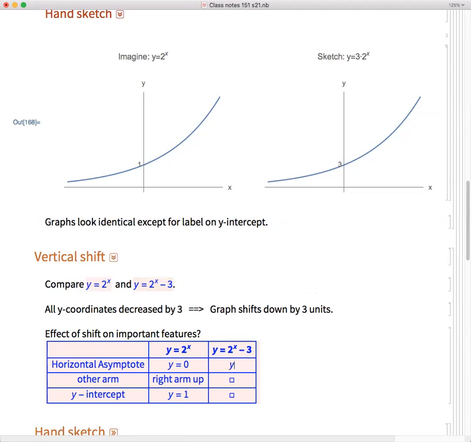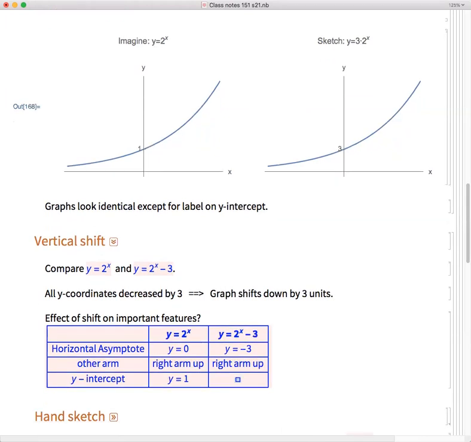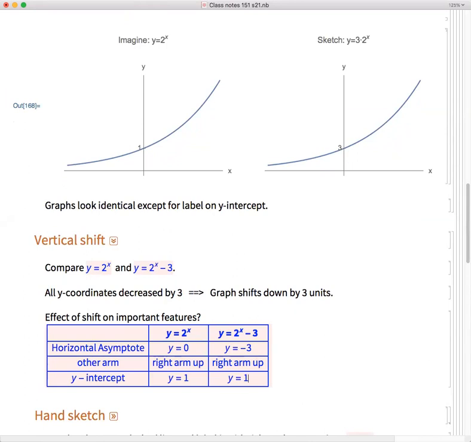The horizontal asymptote was at 0, but the -3 is going to shift that down to a horizontal asymptote at -3. This vertical shifting is not going to affect the fact that the right arm is still up. And let's see, the y-intercept, well, it was at 1. It's been shifted down by 3 units, so now it's going to be at -2.